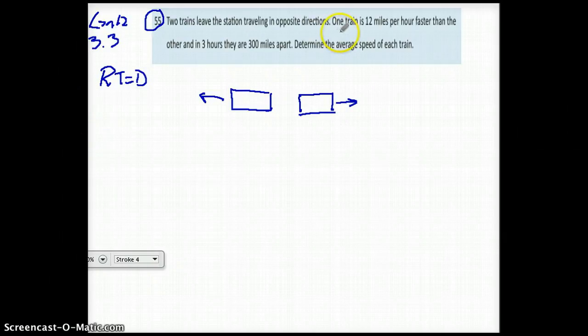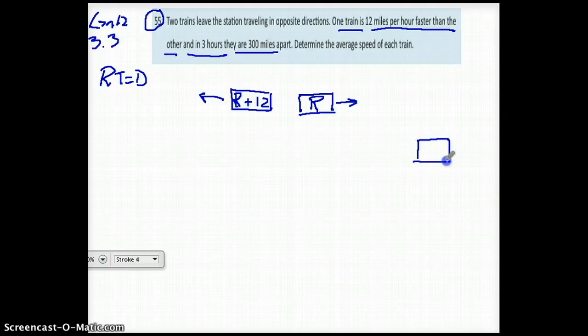All right, now one train is 12 miles per hour faster than the other. Okay, so if I call this one R, and this is the faster one, this would be R plus 12. It's faster. And in 3 hours, they are 300 miles apart.